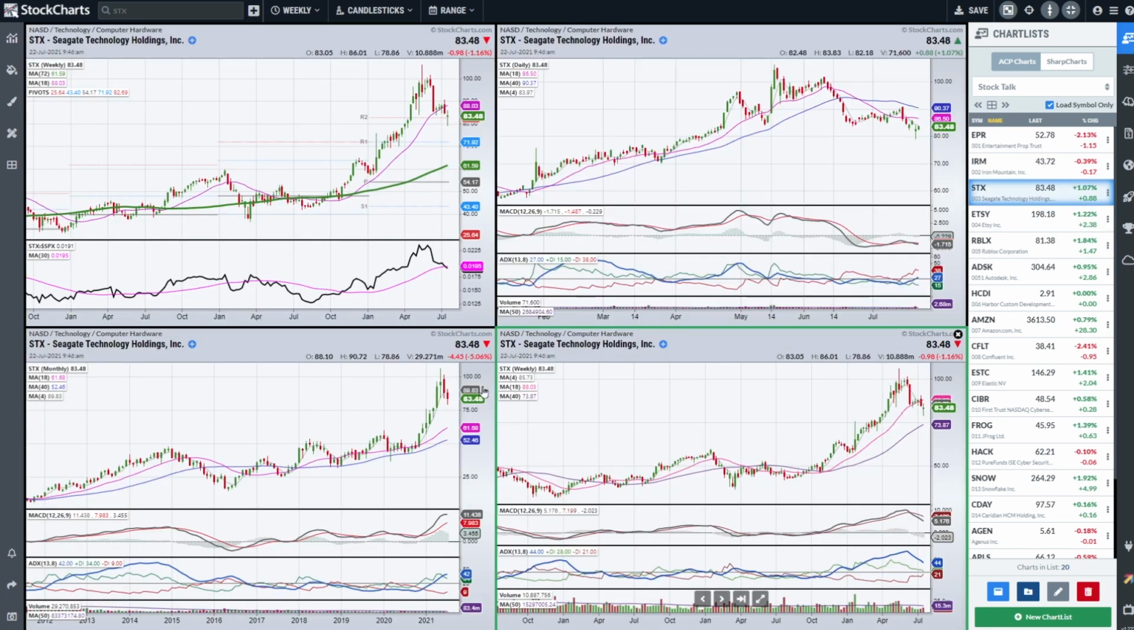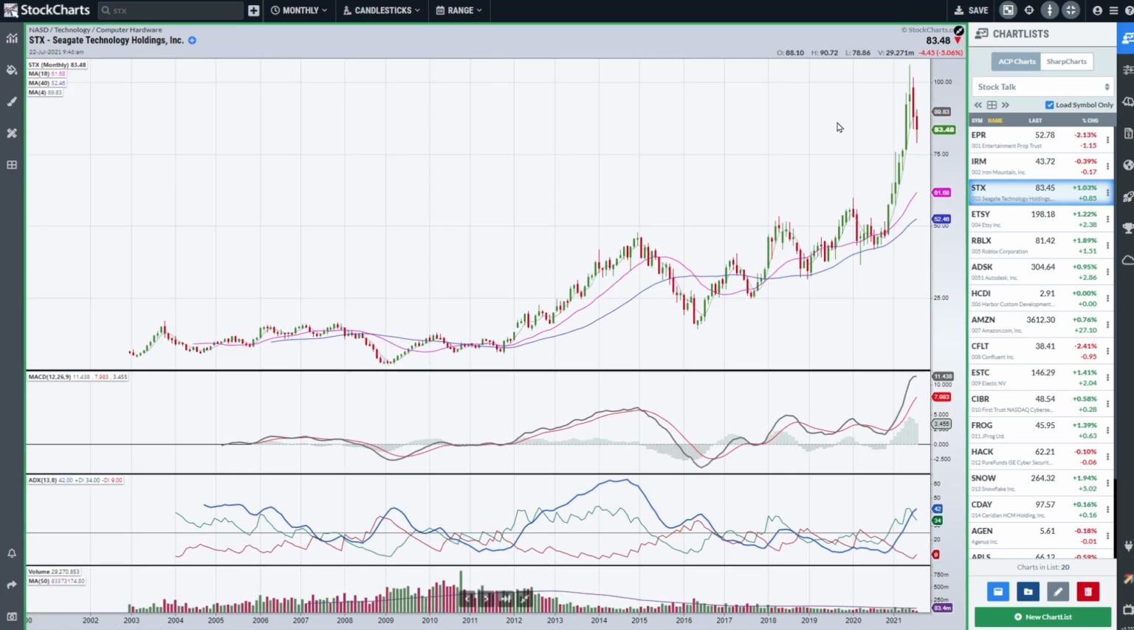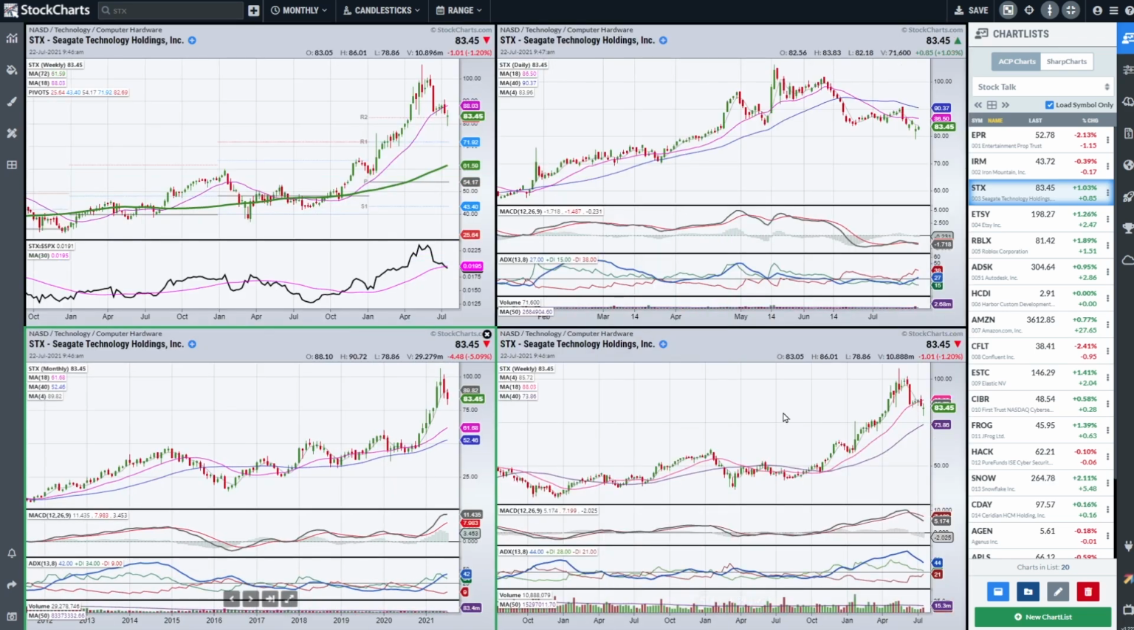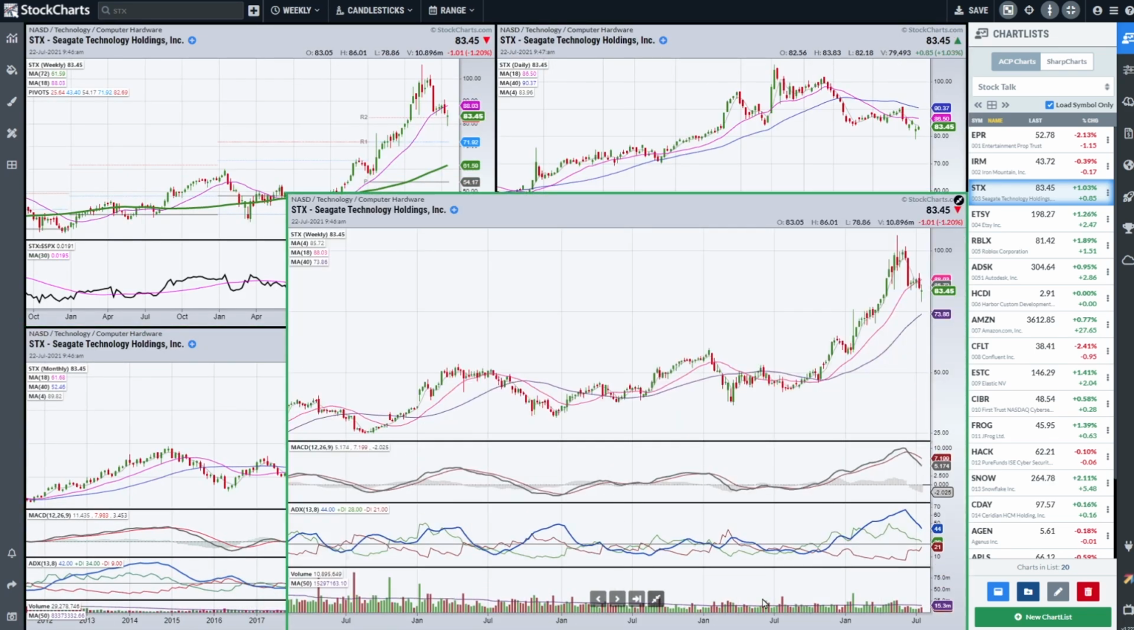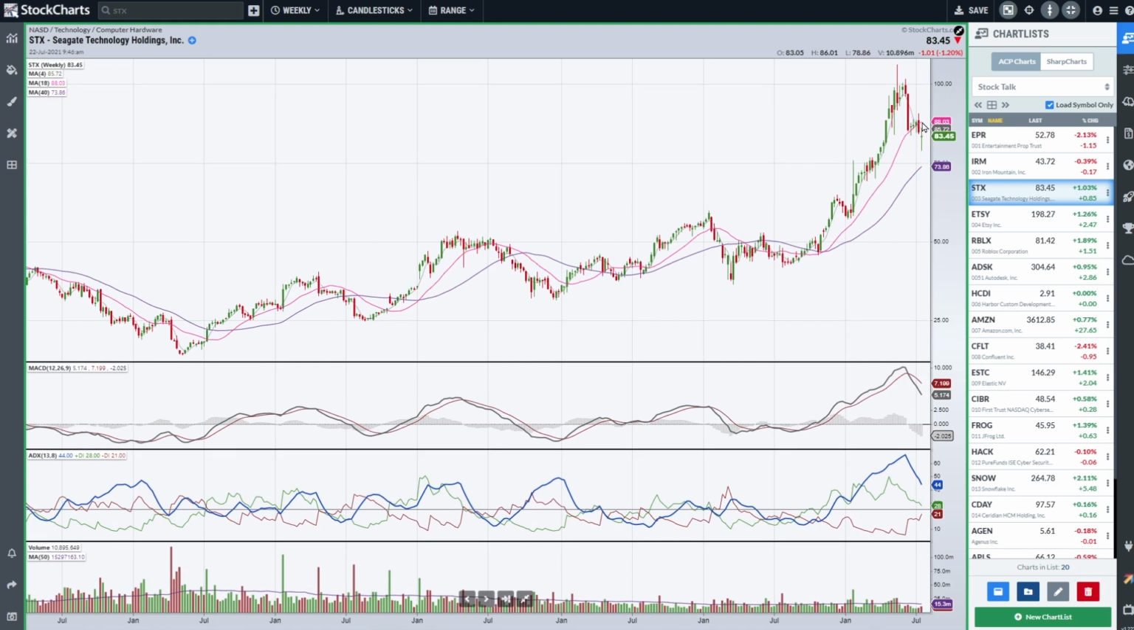STX is just going into the correction. It made a really big move, and look at this 100 area. I mean, I talk about this in almost every video where these big round numbers are very important. We reversed at the 100 area, and we've started to correct back down. There's still a pretty good distance before we hit the 18-month line, so I think this is going to take a little bit more time, and that is confirmed by the weekly chart breaking the 18-week here.